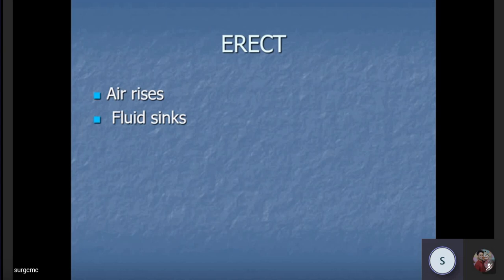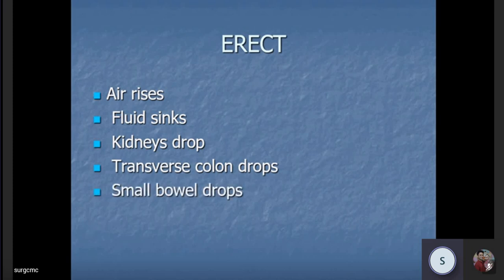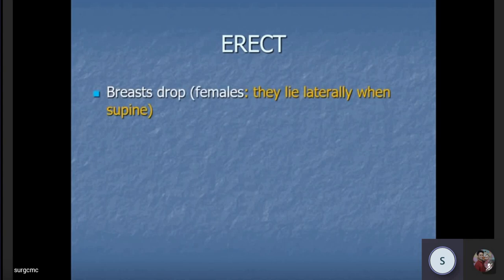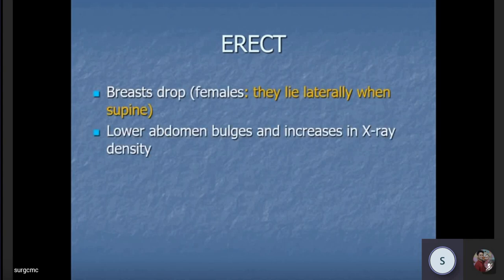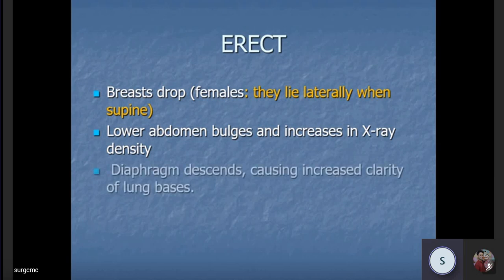But when you are taking an erect X-ray, which we commonly do, we see the air goes up, the fluid goes down, the kidneys drop. Of course, the transverse colon also sags down and the small bowels also sag down. In an erect patient, also in females, the breasts drop. When you do a supine X-ray in a female, the breasts lie more lateral. The lower abdomen bulge increases in erect posture because everything sags down. And the diaphragm also goes down. So the lung base angles, the lateral angles or the angles near the heart, are much more clear.